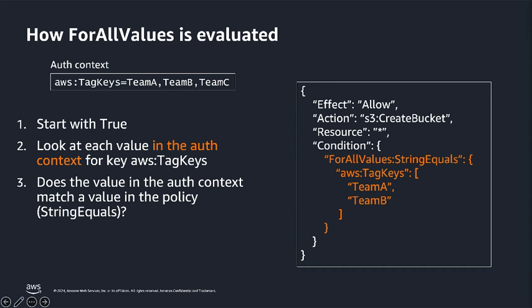If it is present, we look at each value in the auth context and ask the question, does this value match a value in the policy? Here we're looking for a string equals match with this statement on the right. If yes, we continue and look at the next value in the auth context. If there's no match, this evaluation returns false, as every value in the auth context must match when we're using for all values.